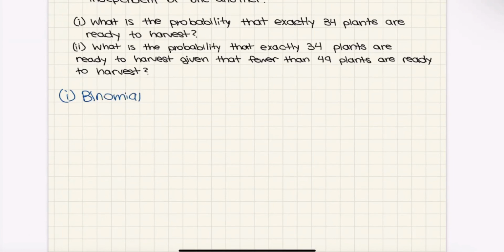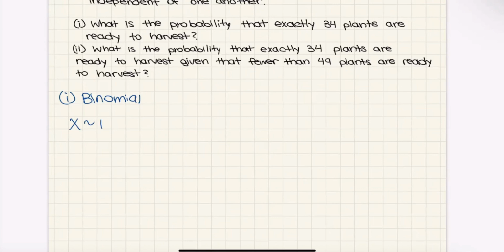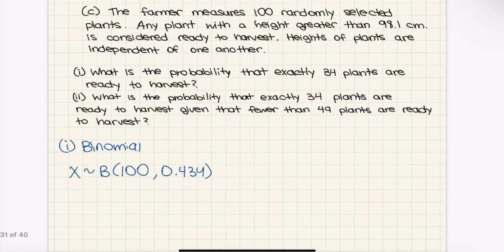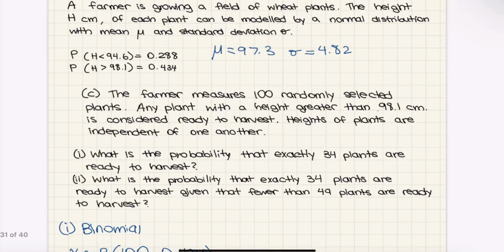So the first thing I'm going to write down is that this is a binomial, specifically such that we have 100 as our n value. Why is 100 our n value? Because that's the number of plants that we're looking at here. And then our p-value, our probability of one success, is 0.434, because we're defining a success as any plant with a height greater than 98.1 centimeters. And the probability that any given plant is greater than that, according to the question, is 0.434.